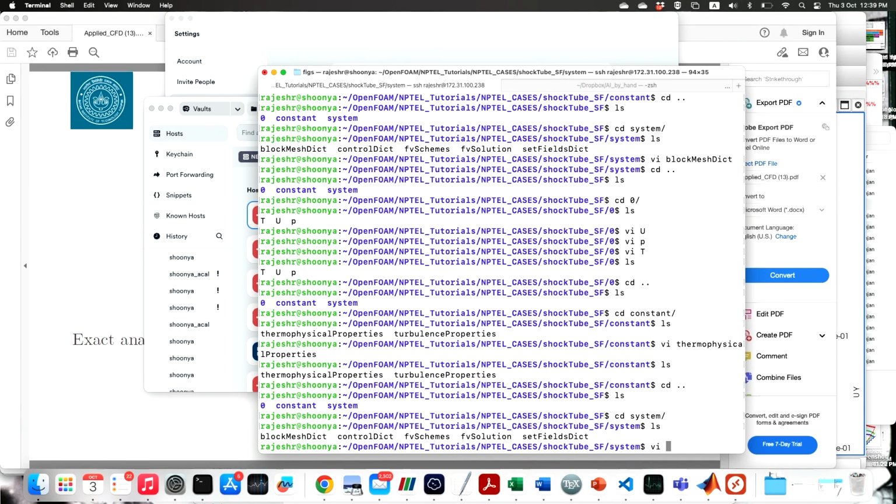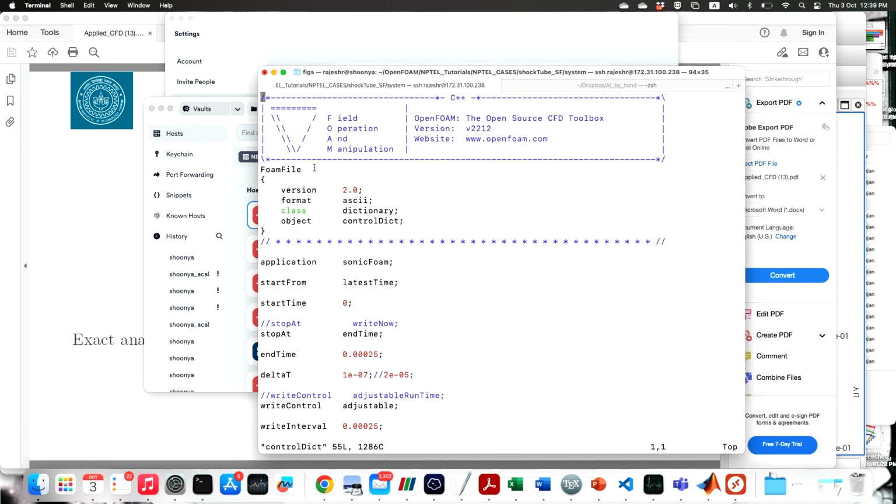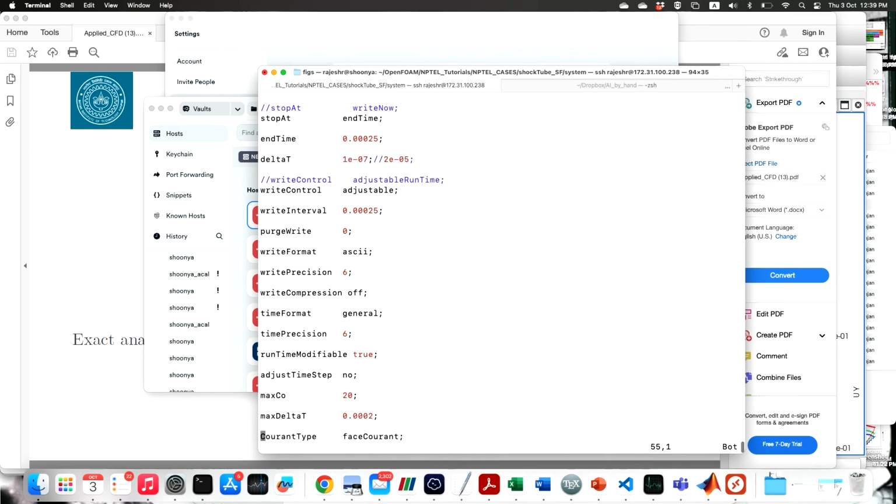You can go to the controlDict. I am using sonic form. I am simulating up to 0.00025, and you can see the delta T is very small for it to run. And here also you can see how you basically change the time step. If you make adjustTimeStep equal to yes, it will change the delta T every time based on the Courant number which is allowed. So, I am saying maximum Courant number is equal to 20, and maximum delta T is this. This will be applicable if you set adjustTimeStep equal to yes, otherwise it will go with the delta T that you have given here.